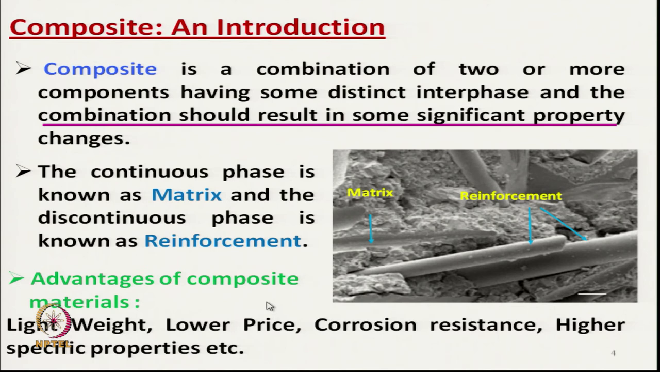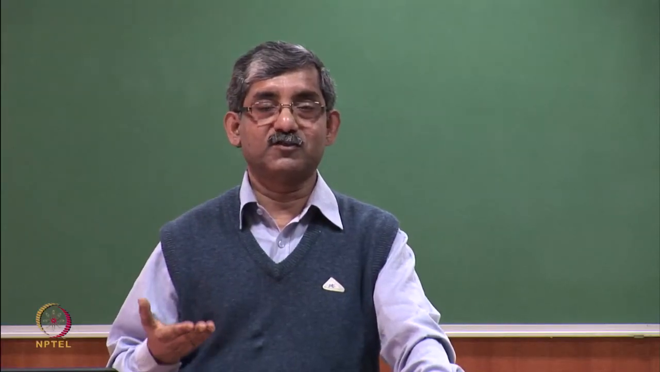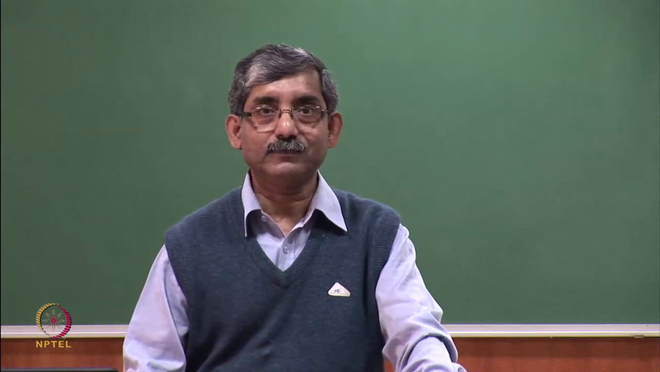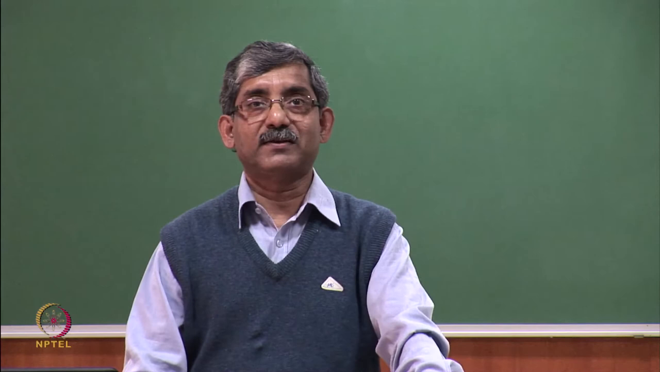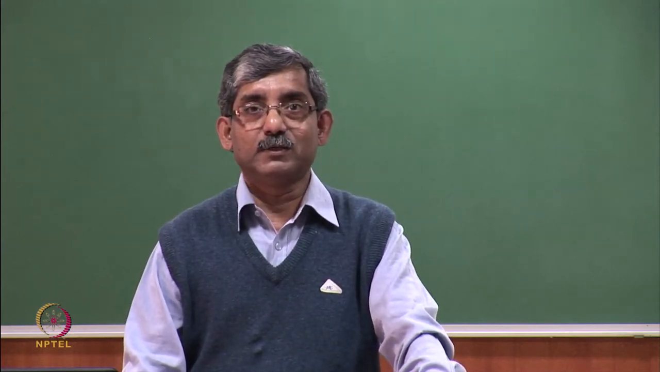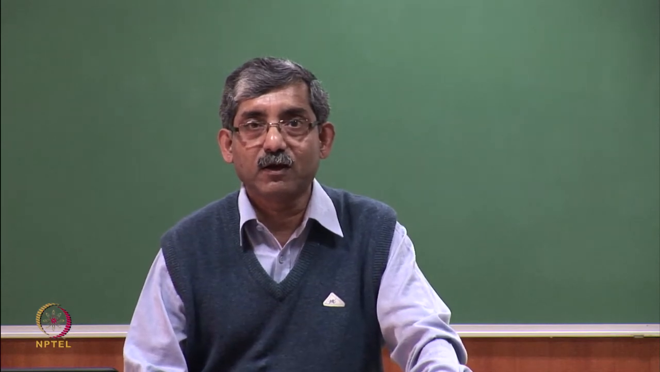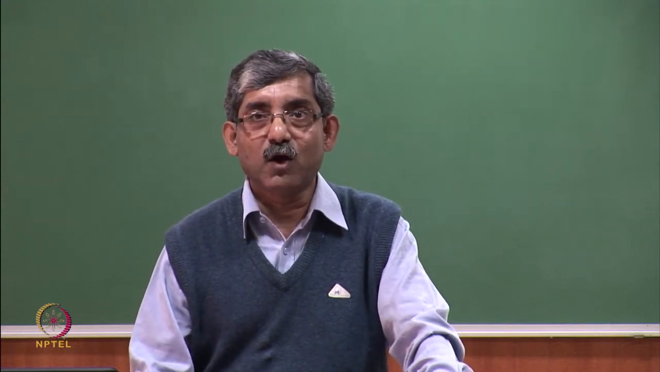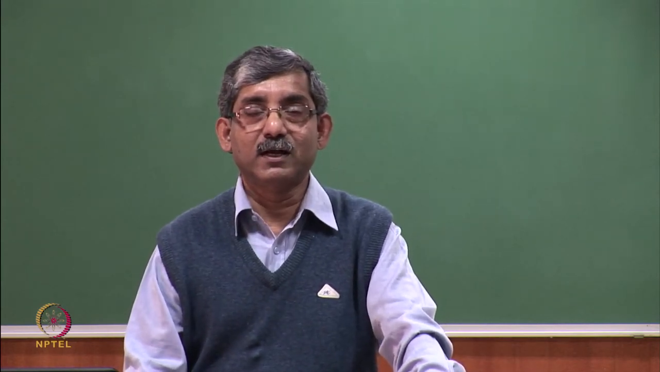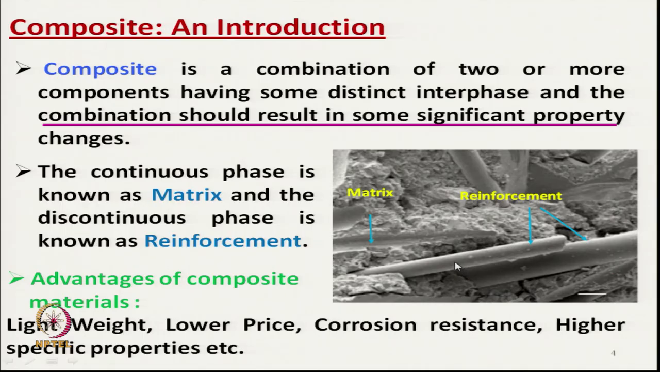So, the main advantages of composite materials are lightweight, lower price, corrosion resistance, higher specific properties like higher specific strength, higher specific modulus. Specific properties means the strength per unit mass. Now, you must understand why it is called continuous phase. The matrix is called continuous phase because the matrix is holding the reinforcement component and there is no discontinuity. The matrix is joined throughout the structure, but the reinforcement is a discontinuous phase.